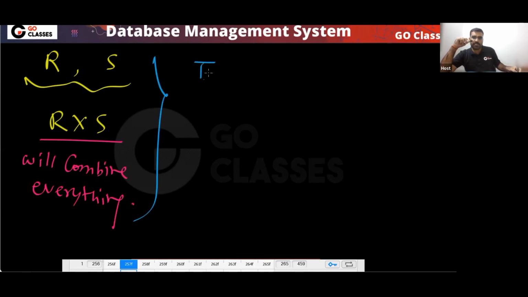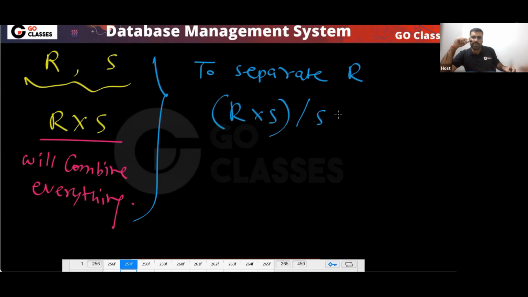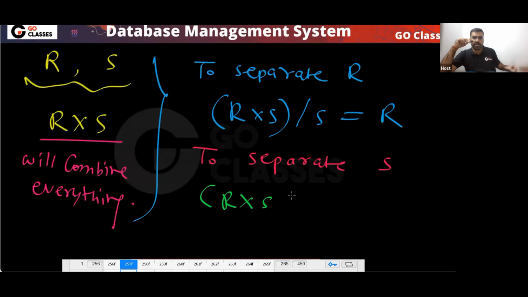Now to separate. If you want to separate R, then what can you do? If you want to separate R, then you can divide by S. And if you want to separate S, then you can divide by R. So this is the answer. Clear or not? Very simple.